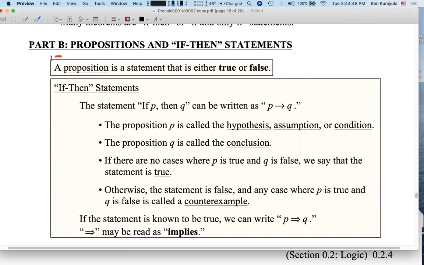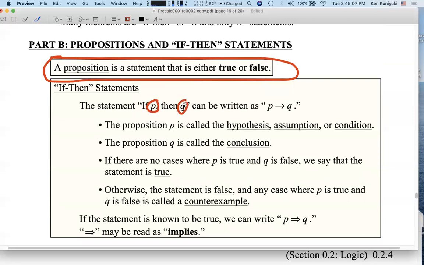Section 0.2 on logic. A proposition is a statement that is either true or false. For example, I get an A in the class, or I pass the class. P and Q could be propositions here.